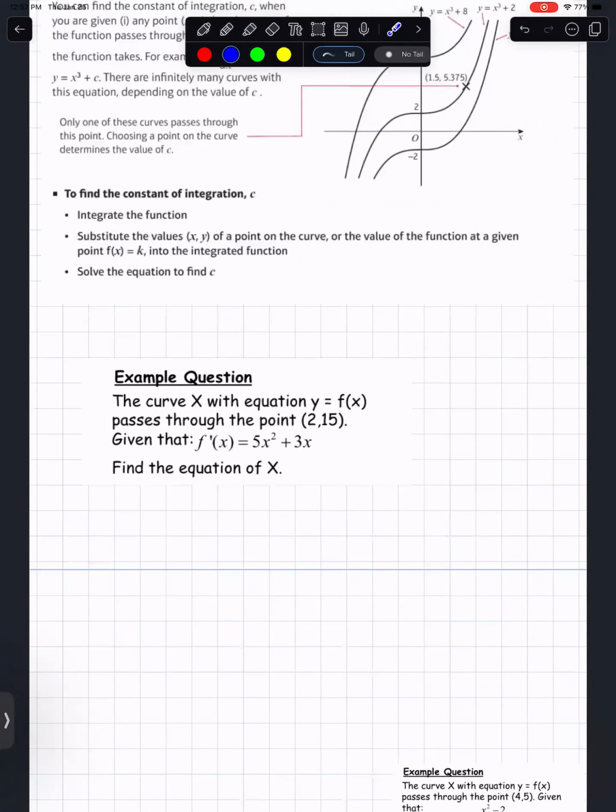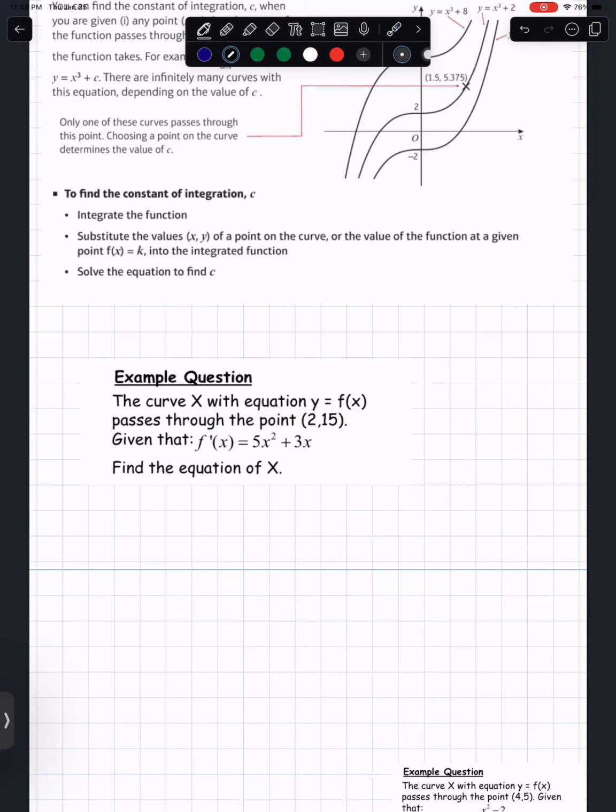So given this example here, the curve C with equation y equals f of x passes through the point (2, 15). Given that f'(x) is 5x squared plus 3x, find the equation of C. So we are going to be finding the equation. The first step, like I said earlier, is to integrate the given function.